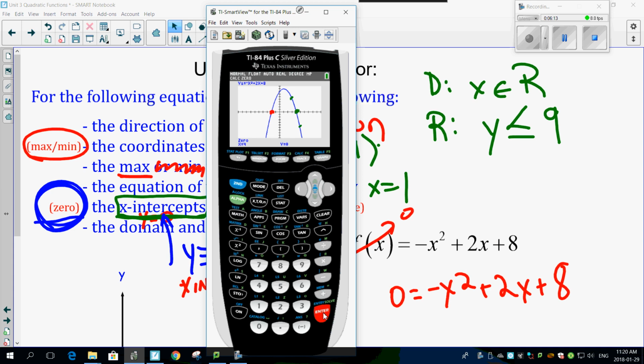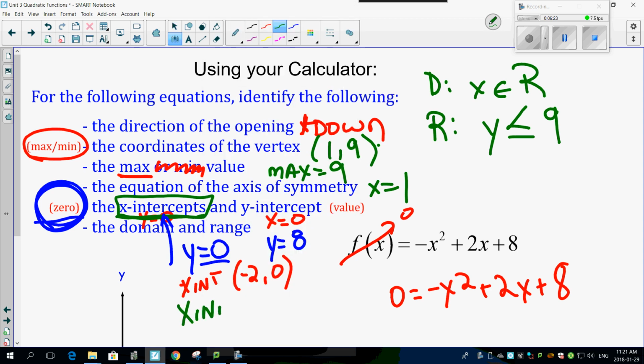And as a matter of fact, if I erase these dots, you can see that it's blinking right on the X-intercept. So 4, 0 is the next one. Okay, so our other X-intercept is going to be 4, 0. Perfect. And I've just answered everything on this question, but I haven't sketched it yet.